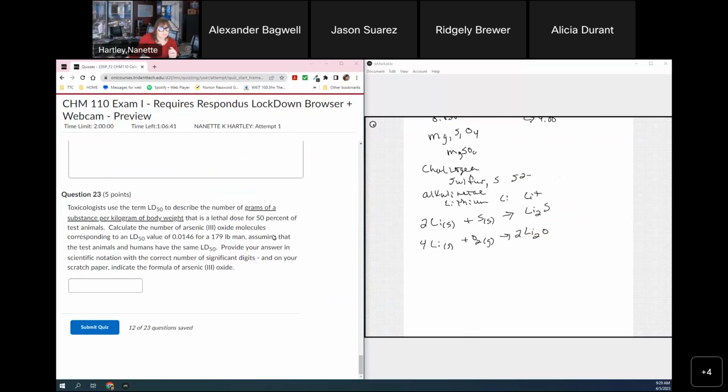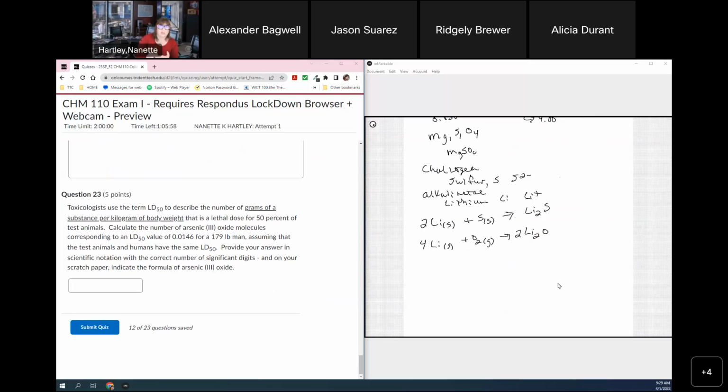And then we get to 23. And 23 is a bit of a bear, just because there's a lot to pull out of this question. It says, toxicologists use the term LD50 to describe the number of grams of a substance per kilogram of body weight that is a lethal dose for 50% of test animals. Calculate the number of arsenic-3 oxide molecules corresponding to an LD50 value of 0.0146 for a 179-pound man, assuming that the test animals and humans have the same LD50. Provide your answer in scientific notation with the correct number of significant digits, and on your scratch paper, indicate the formula of arsenic-3 oxide. That's a lot of information.